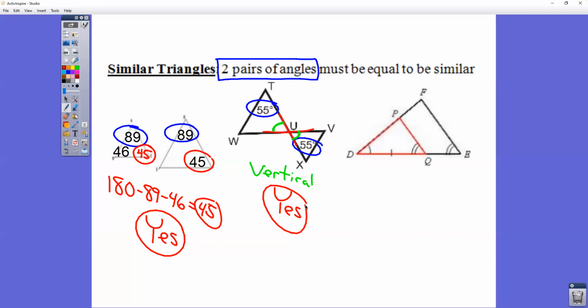You can't figure it out. No, I'm talking about the first one. Oh, this one? That's 45. 45? 180 minus 89 minus 46.